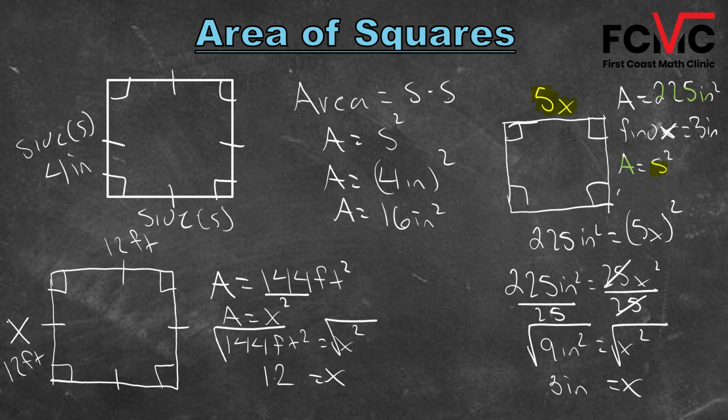And then if we want to figure out the actual side length, right, we have 5x, so we get 5 times 3, giving us 15 inches and 15 inches for each side, okay?